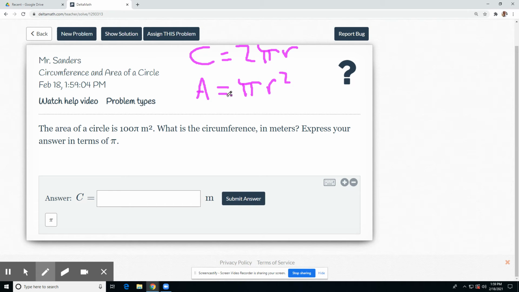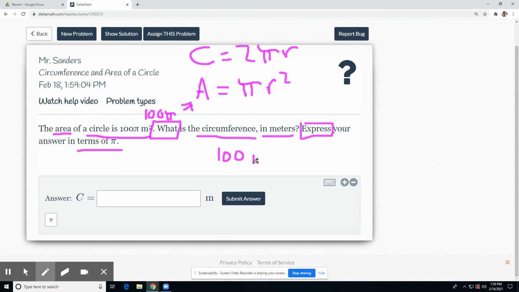Distance around, space inside. The area of a circle is 100 pi meters squared. What is the circumference in meters? Express the answer in terms of pi. Okay, so the area of the circle is 100 pi, and we're not going to worry about labels. They're taking care of labels for us, so that's fine. So 100 pi for our area.